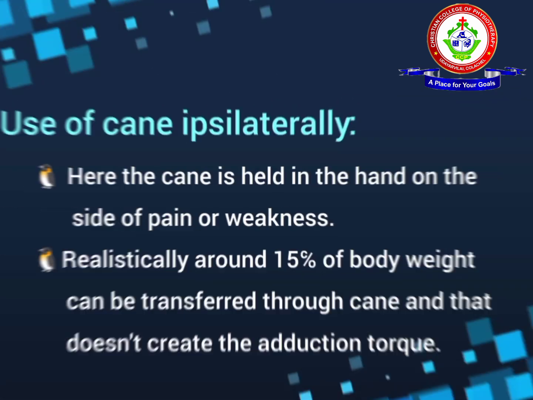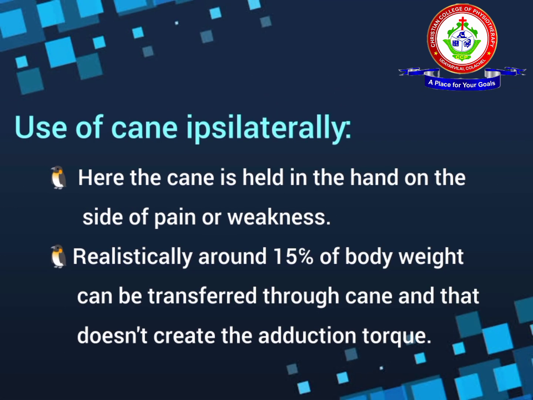1031.25 Newton. Now we have come to the important part of this presentation, that is, whether utilizing the cane ipsilaterally or contralaterally is the best. First, we can see the use of cane ipsilaterally. Here the cane is held in the hand on the side of pain or weakness. Roughly, around 15% of body weight can be transferred through the cane and that does not create the adduction torque.